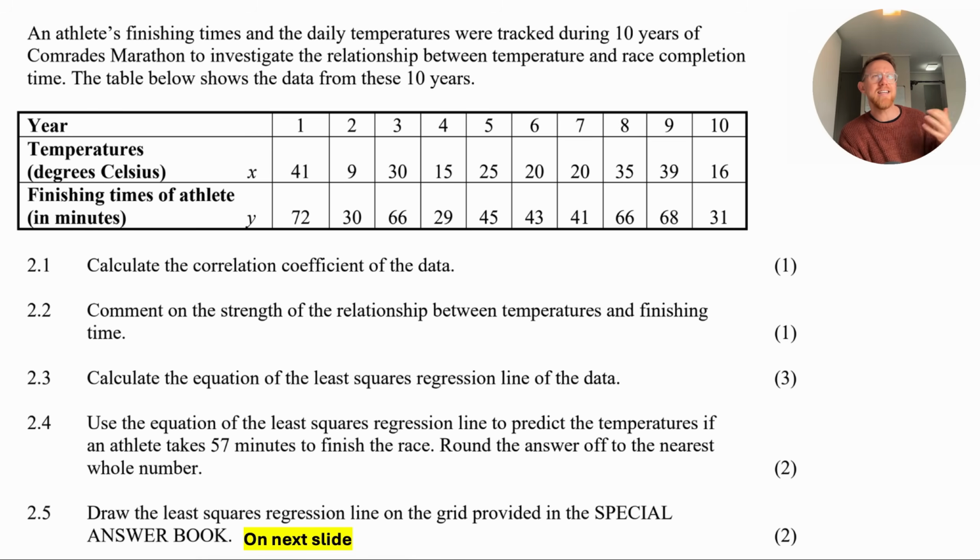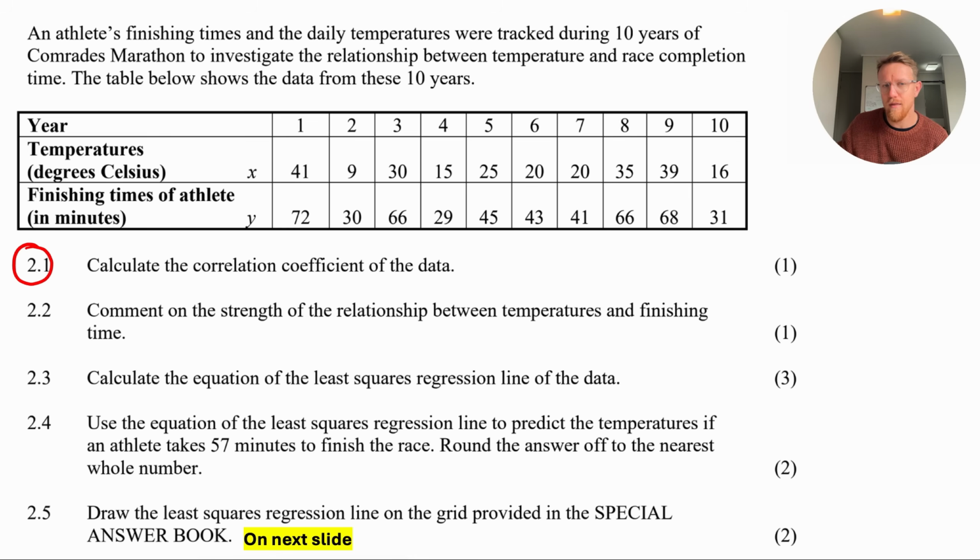Logically, what we might think is that if the temperature is really high, then it might make the runners go a little bit slower, and so the time might increase. And then in the other way around, if the temperatures are nice and cold, then the person's body doesn't overheat as much, and so they can run faster, and so we should expect that the time would come down. That is what we would expect to happen, but we're going to actually go and investigate now and see what the relationship shows us.